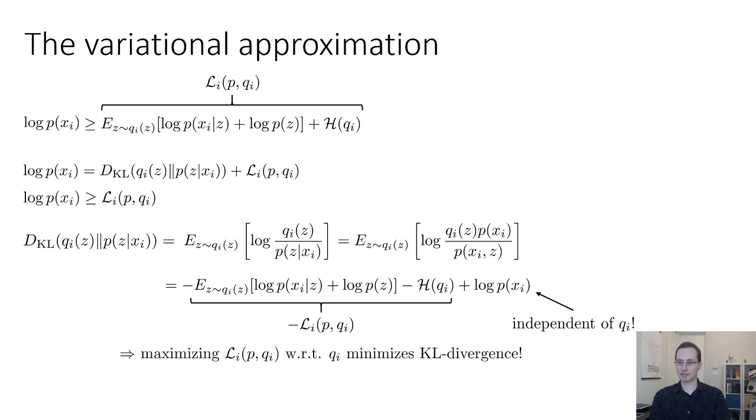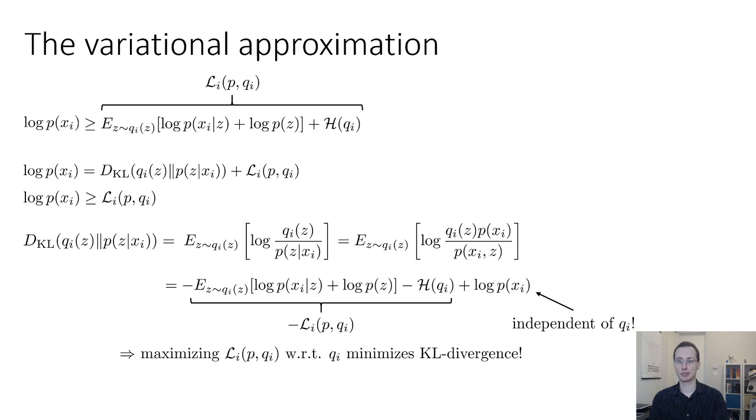So that means that maximizing the lower bound, Li of P comma Qi, with respect to Qi, minimizes KL divergence. Right? So if we want to know how to train our model, we can train our model by maximizing the evidence lower bound with respect to the model P. And if we want to get the best Qi, we also maximize the same evidence lower bound with respect to Qi.